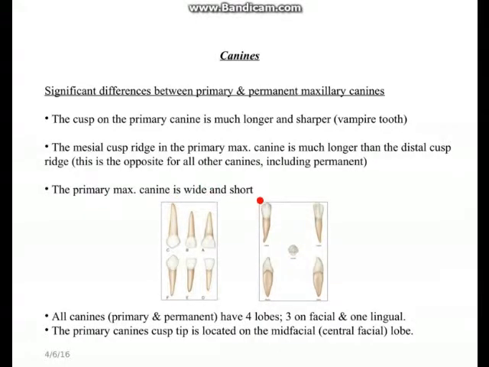Primary maxillary canine is wide and short. These are the pictures of the primary canines. This is the central, lateral, and the canine, and this is the permanent canine. You can see the difference.